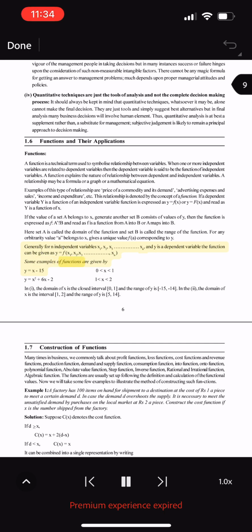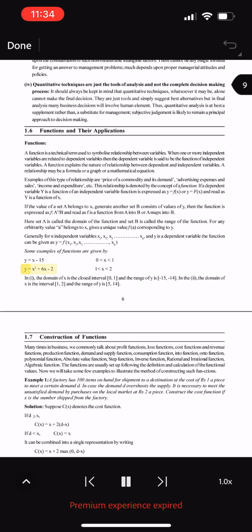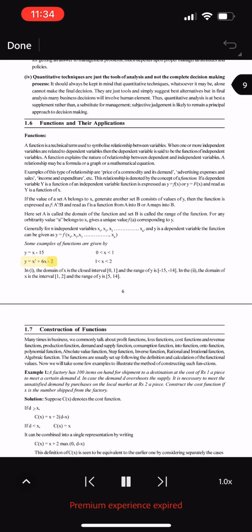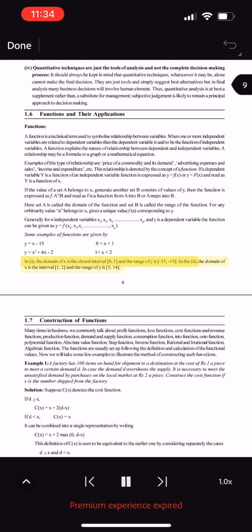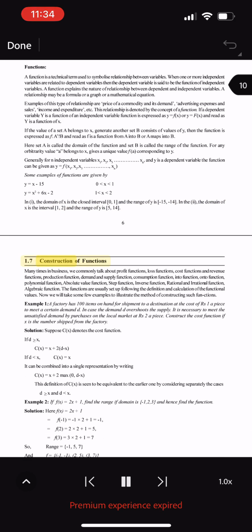Some examples of functions are given by: (1) y equals x minus 15, 0 ≤ x ≤ 1; (2) y equals x squared plus 6x plus 2, 1 ≤ x ≤ 2. In (1), the domain of x is the closed interval [0, 1], and the range of y is [-15, -14]. In (2), the domain of x is the interval [1, 2], and the range of y is [5, 14]. 1.7 Construction of functions.